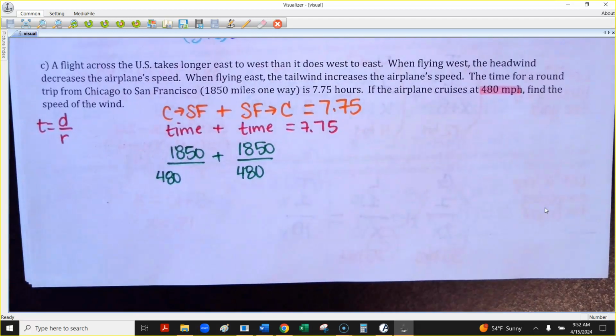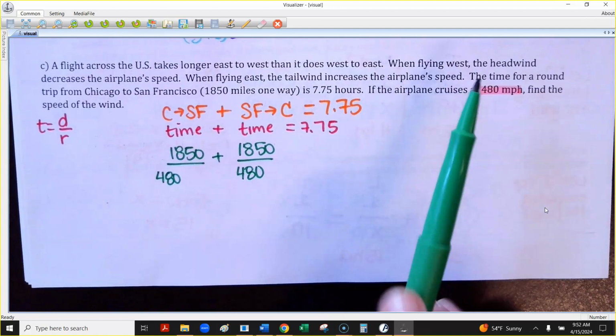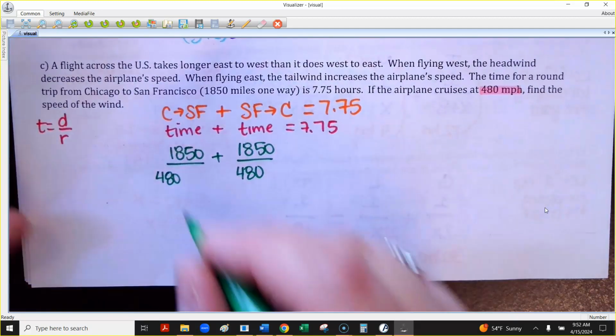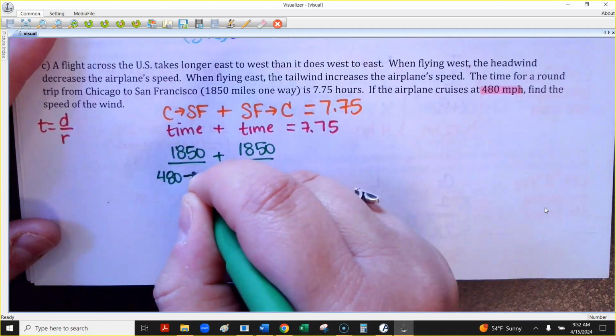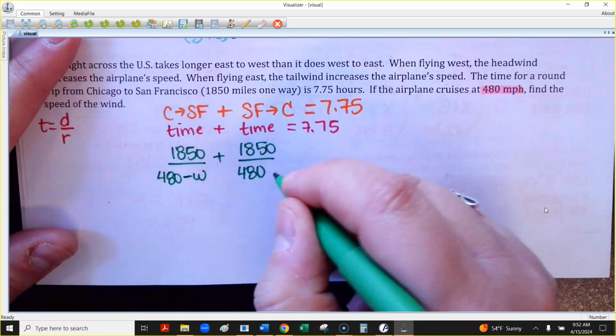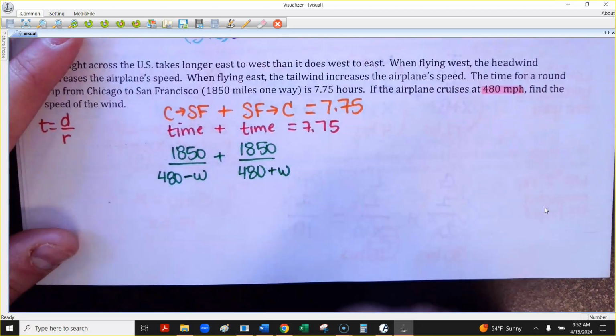Okay, now if I am going west, the wind blows against the plane and slows you down. So I'm going to say for that, from Chicago to San Francisco, 480 minus whatever the speed of the wind is. When you go back, the wind helps you and is going to speed the plane up, and it's going to make that time go a little bit faster. So going back, it'll be almost identical, but you'd have 480 plus the wind.